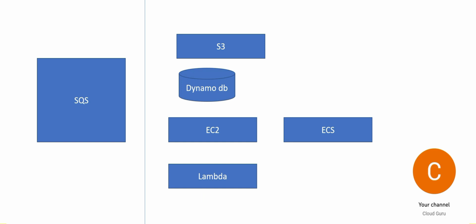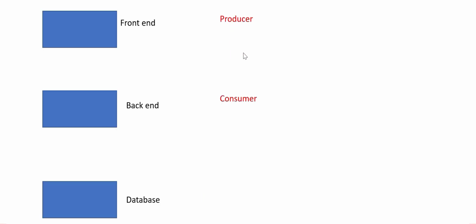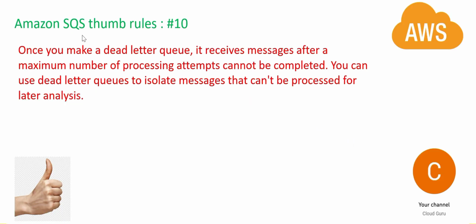Now consider a scenario. This producer is sending messages to the consumer. It keeps sending, and some messages are just being retried. The consumer is not consuming them due to some reason, maybe a technical issue. Now, what to do with these messages which are not getting processed? You can keep them in a dead letter queue. You can create a dead letter queue. It receives messages after the maximum number of processing attempts.